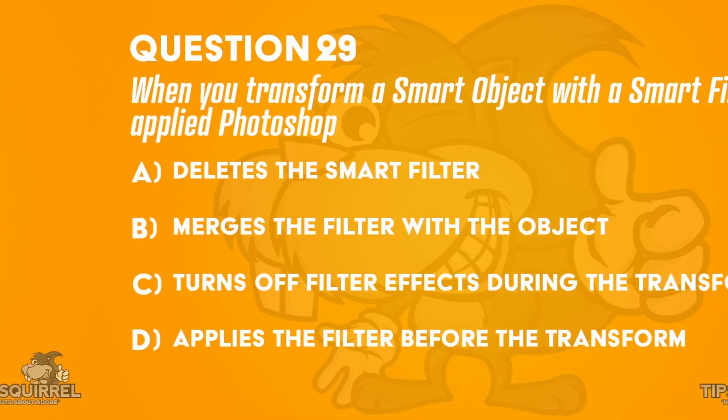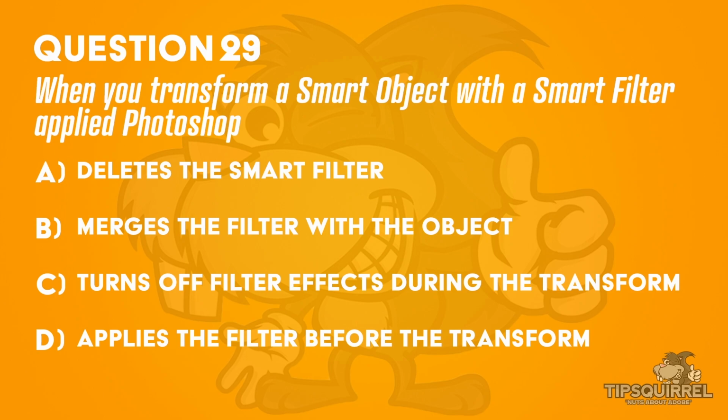Question 29. When you transform a smart object with a smart filter applied, A, Photoshop deletes the smart filter, B, merges the filter with the object, C, turns off filter effects during the transform, or D, applies the filter before the transform.